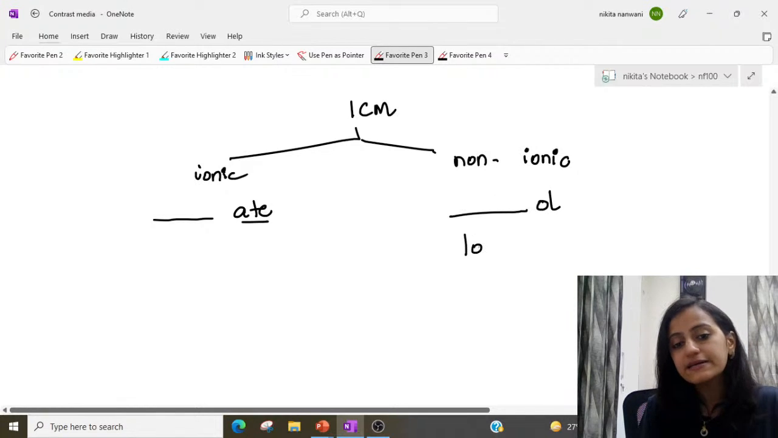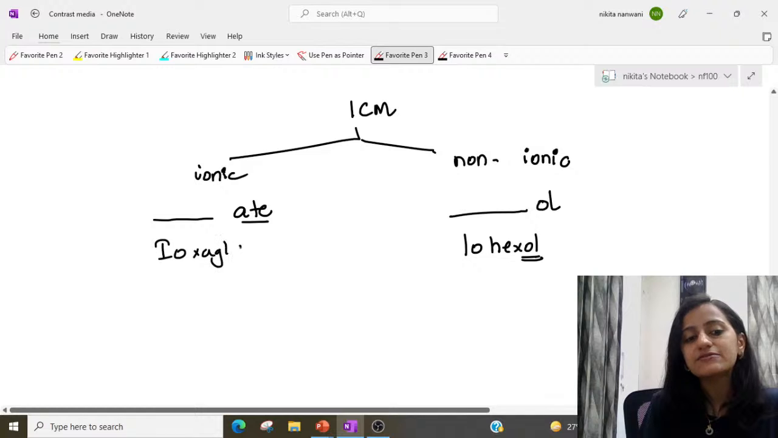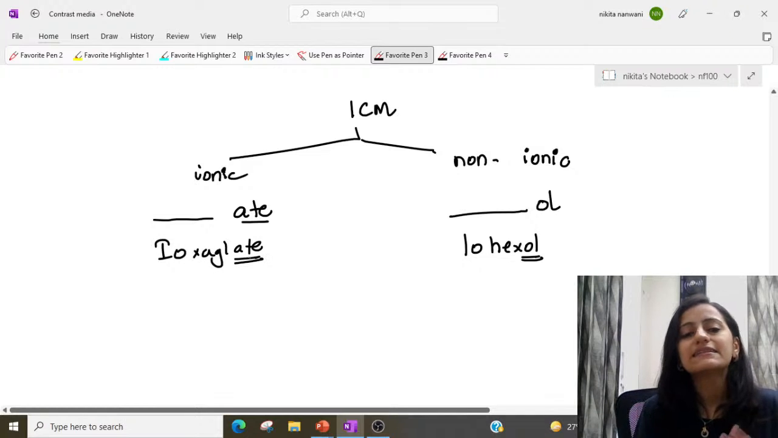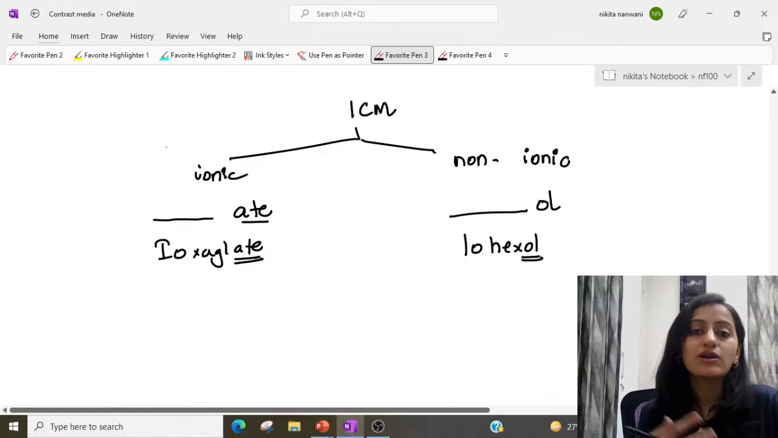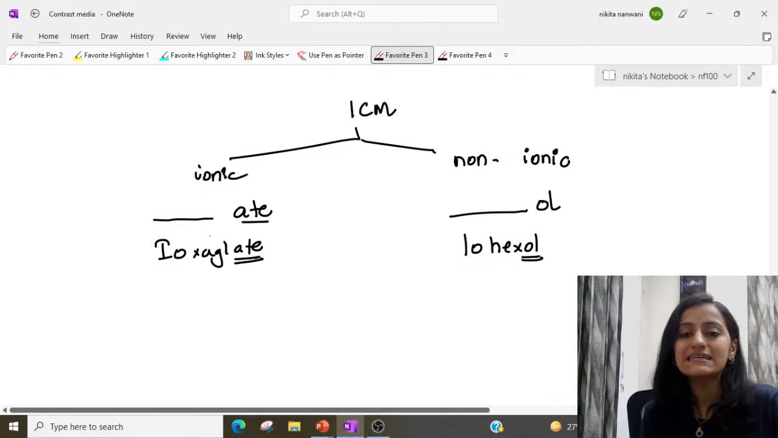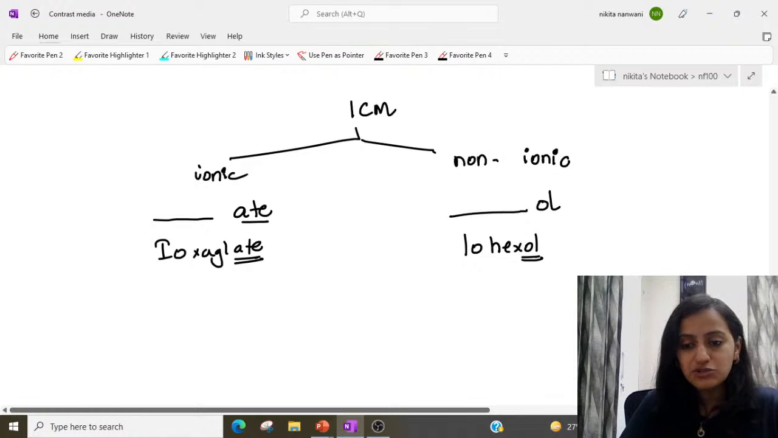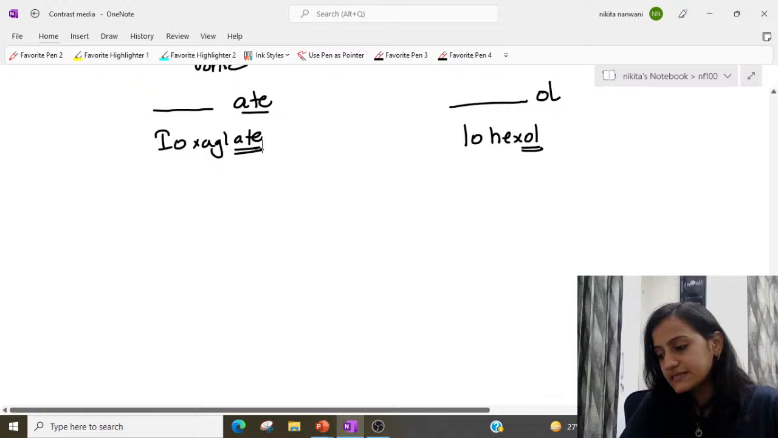So when I say iohexol, OL, it is non-ionic. When we say ioxaglate, ATE, that is ionic. So basically remember OL, that is like your alcohol, that is non-ionic. Carboxylate, that is ionic. So iopamidol, ioversol, all of these will be non-ionic. Ioxaglate, diatrizoate, iothalamate ending in ATE, they would be ionic. So that is the first trick that you should remember, OL versus ATE.